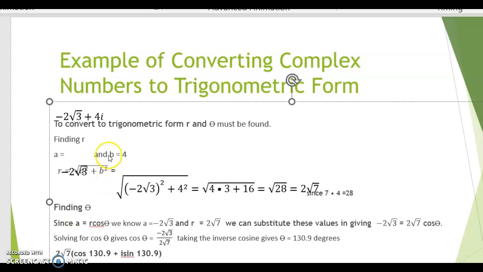So now that we have the value for R and the value for theta, we just plug that into our trigonometric form. So in place of theta, we write 130.9 in both locations where theta would be located in trigonometric form, and where R belongs in trigonometric form, we plug in its value, 2 times the square root of 7, and now the complex number that was given to us is in trigonometric form.